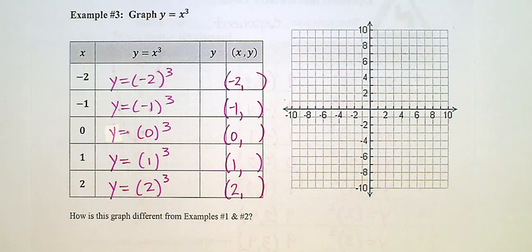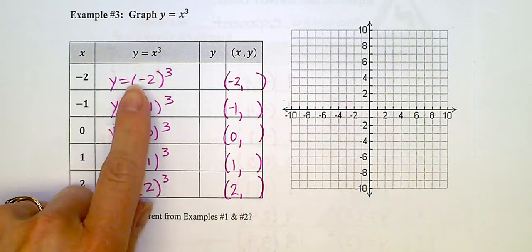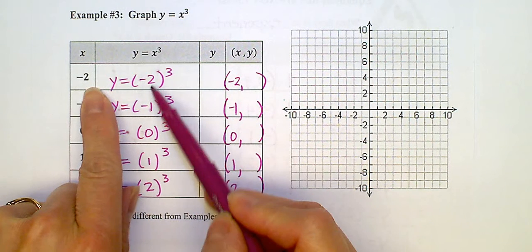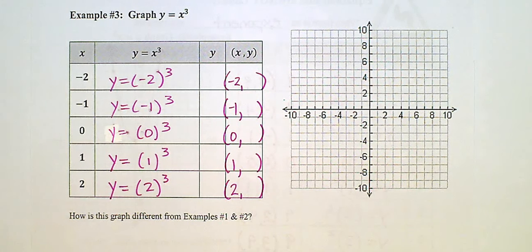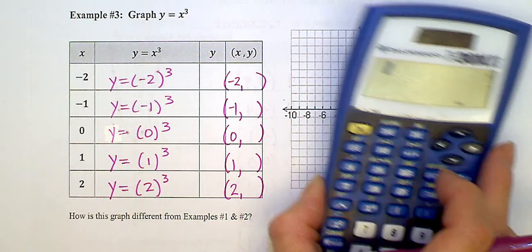Now we're going to be looking at example 3 of nonlinear graphs. And I've already filled out how I'm going to plug in -2 for the x, and then I'll plug in -1, 0, 1, and 2. So if you need to pause the video to start filling that out, you may, and then replay it when you're ready. But we're going to use our calculator again.